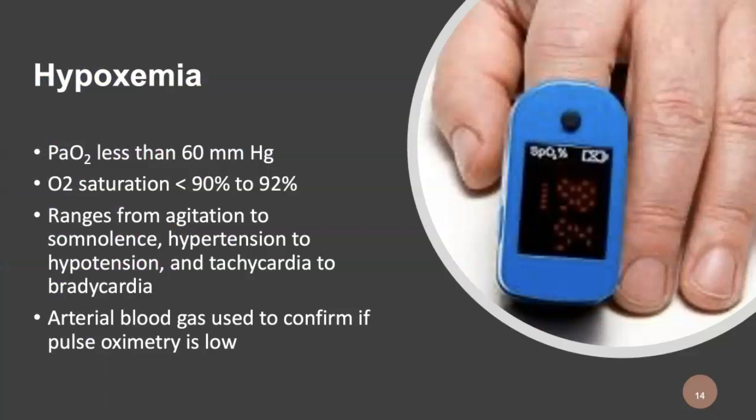Hypoxemia is a PO2 less than 60 millimeters of mercury, and it's characterized by some non-specific clinical signs and symptoms ranging from agitation to somnolence, meaning very drowsy, very hard to arouse, hypertension to hypotension, and tachycardia to bradycardia. An arterial blood gas is used to confirm if the pulse oximetry is low. Typically it will be an O2 saturation under 90%.